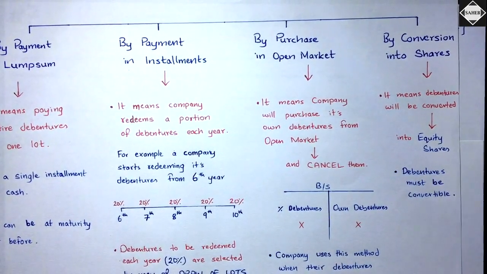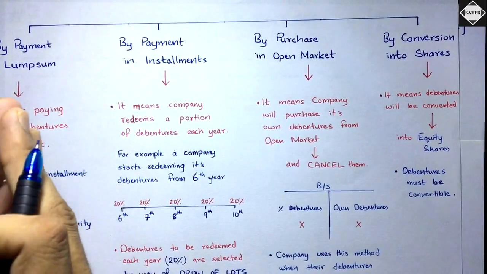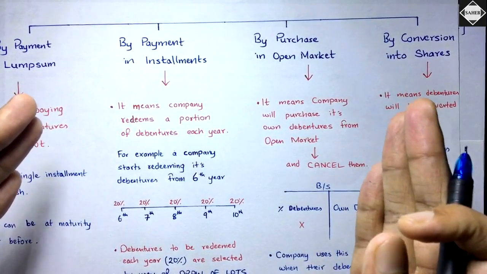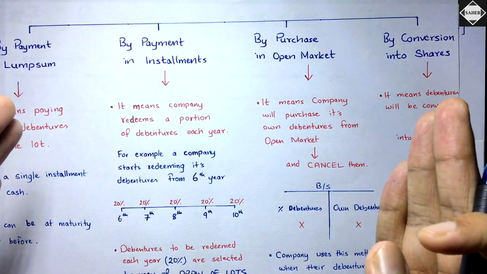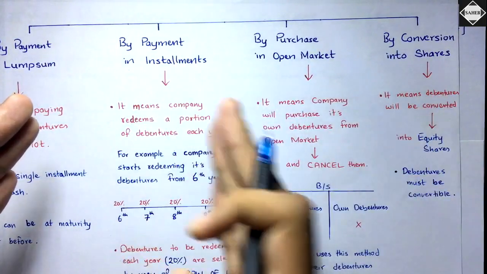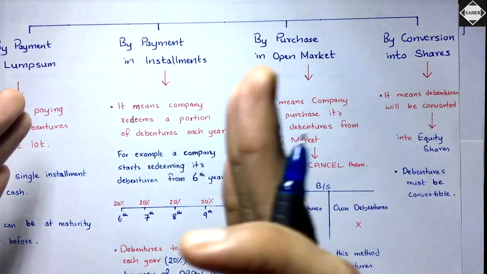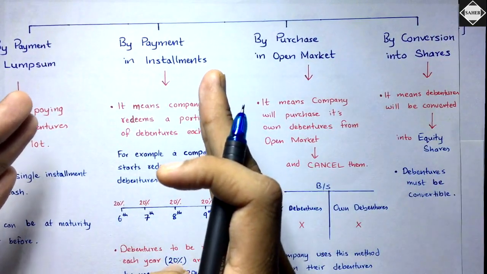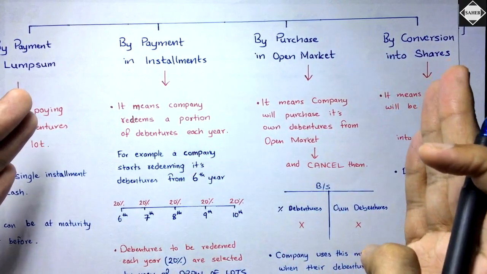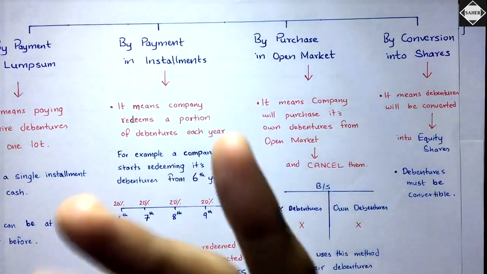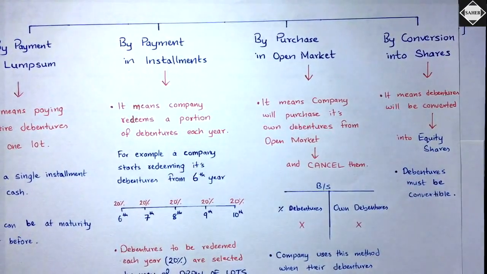For example, let's say the company issued today 10 lakh face value of debentures, and the redemption is also happening at face value. But let's say the method the company has adopted is by payment in installments. So let's say the company has redeemed 50% of debentures at the end of the 5th year, and then the remaining 50% of the debentures at the end of the 10th year. That way can also happen, any way the company wishes. 2 installments, 3 installments, 4 installments.